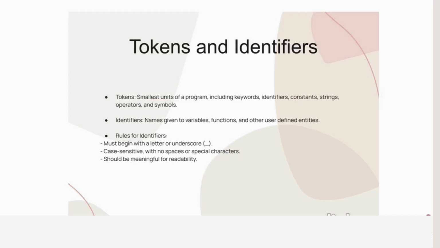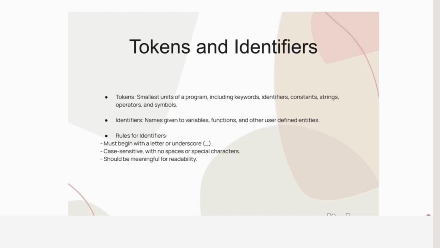Identifiers. Names given to variables, functions, and other user-defined entities that are created by the user for the current program scope only are called identifiers. So we can create variables to store values, functions that can be called from any other function, and you can also create arrays and structures as needed in the program. These variables and functions are limited to the scope of the current program only.